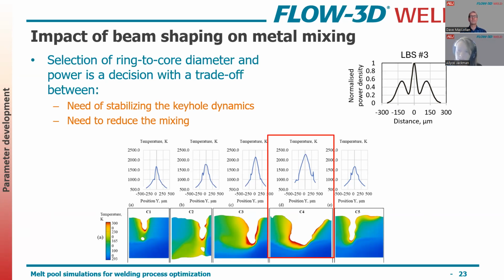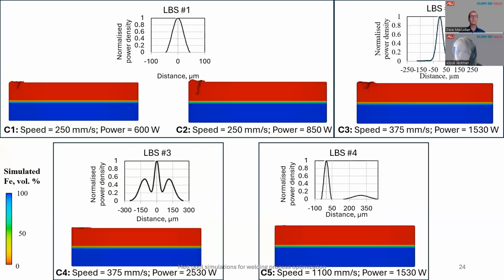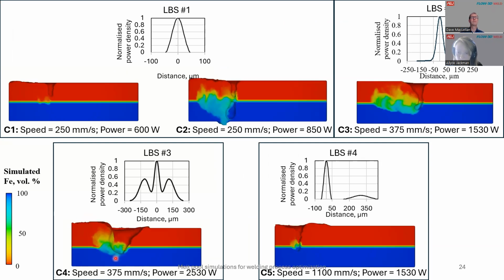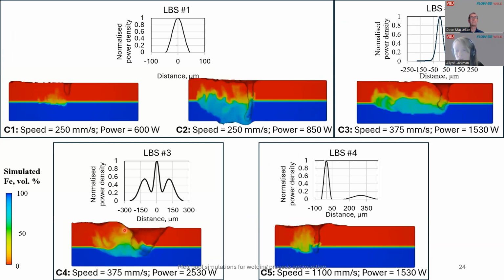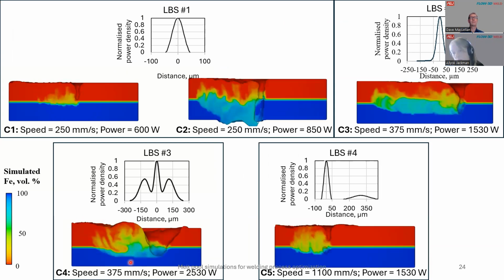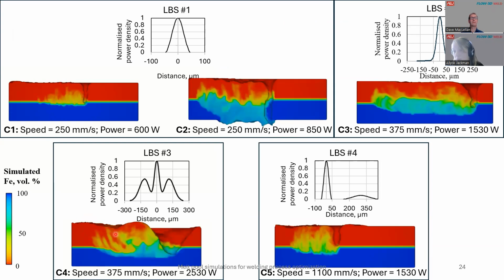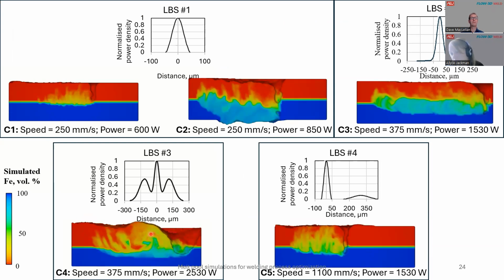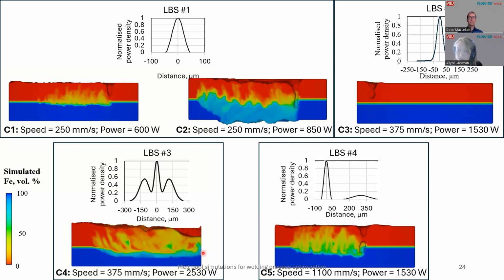In this case, the stabilizing of the keyhole dynamics seem to be in direct contention with the mixing. So if we just look at that one more time, and we see with the higher energy delivery here, we're spreading out the energy. So it's just creating a larger melt pool, and then that larger melt pool is giving the material more time to mix. It's giving the lighter material more time to try to rise to the surface and things like this, which maybe isn't the optimal outcome for this case.